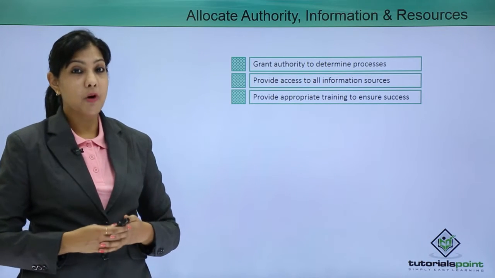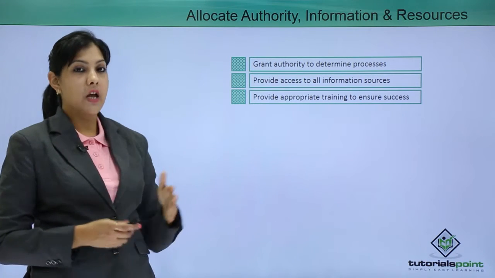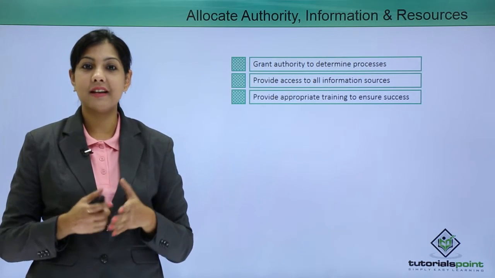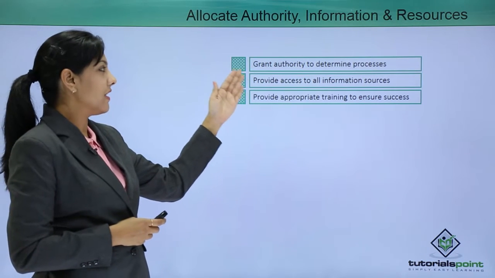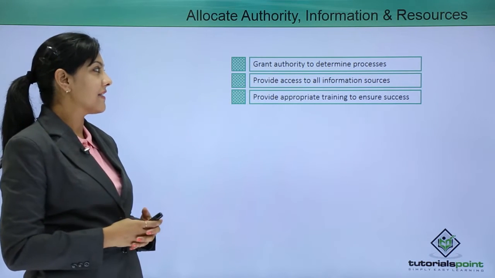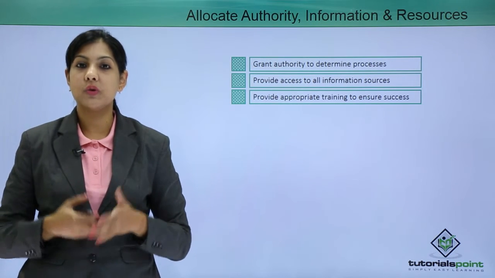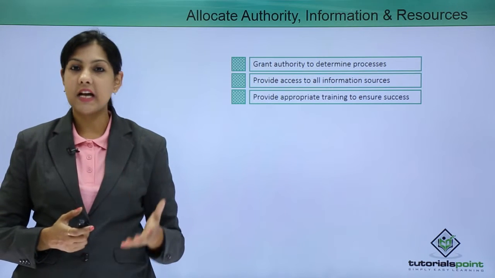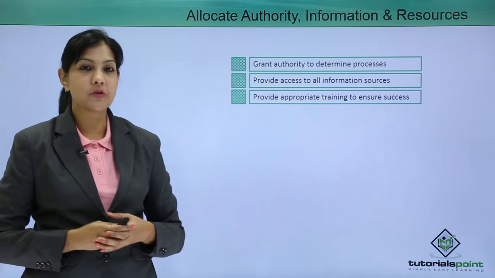Moving on to the fourth step of delegating, which is allocate authority, information and resources. Well, the person who has actually got this particular task needs to understand that they have to have a certain amount of resources and responsibilities. So grant the authority to determine the processes, and provide access to all the information resources. The person whom you have delegated the task to needs to have all the information which you can share with them. Any kind of research data, facts, figures, previous examples, etc. should be given out to them.